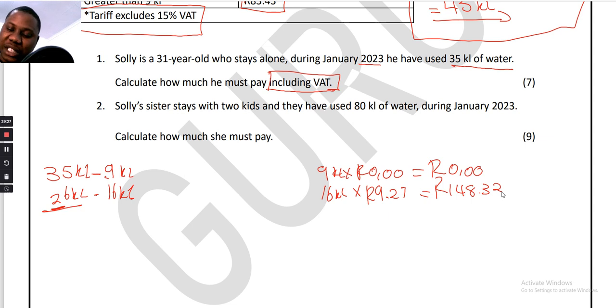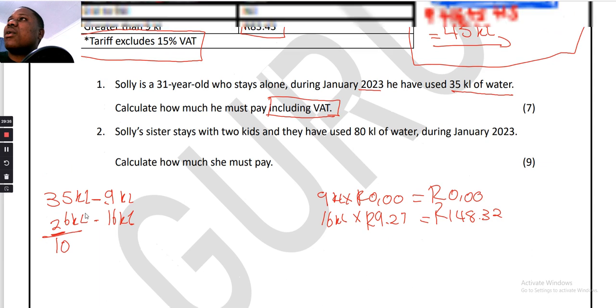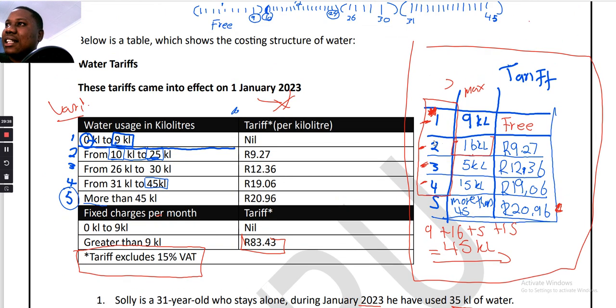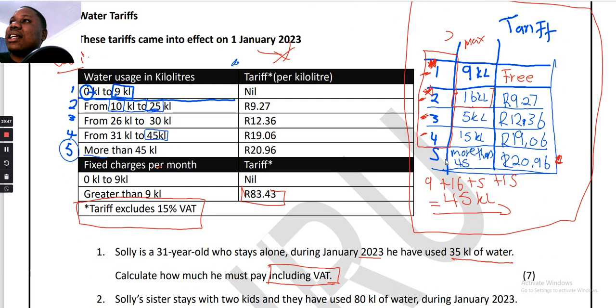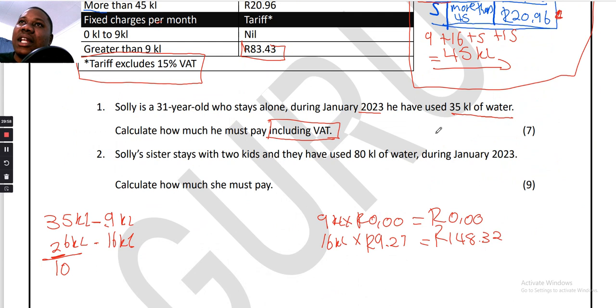Let's see how many kiloliters we still need to charge. 26 minus 16, we get 10. We are left with 10 kiloliters to charge. Therefore, now we have depleted block number 2, meaning that we move to block number 3. Then what does block number 3 say? Block number 3 says it can accommodate 5 kiloliters of water.